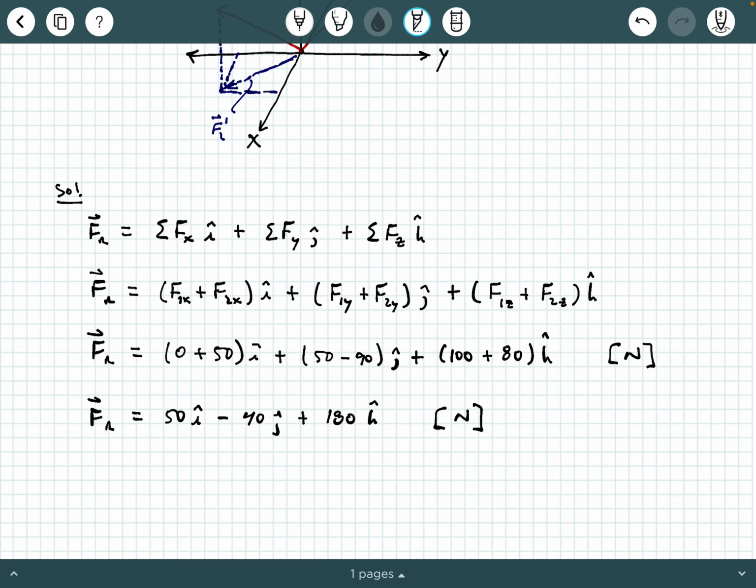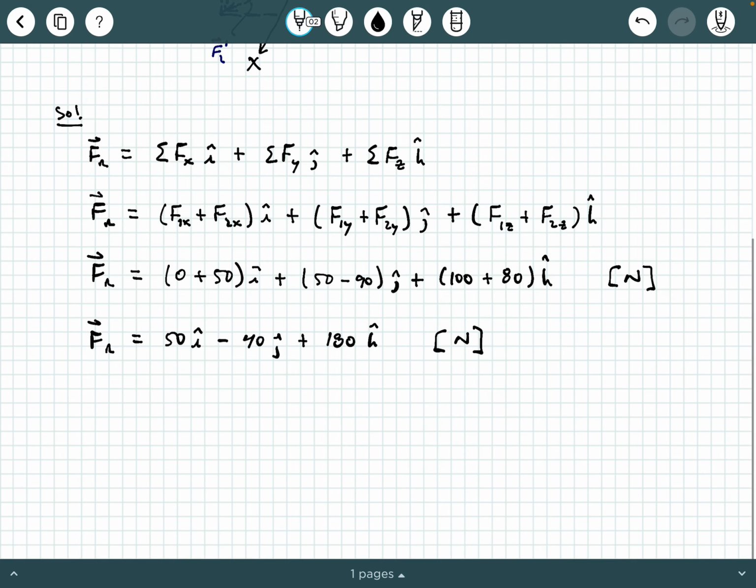If we want the magnitude of it, which is what the problem asks for, we're going to find the magnitude of the resultant force using the Pythagorean theorem with 3 components. So we'll be able to say 50 newtons squared plus negative 40 newtons squared plus 180 newtons squared.